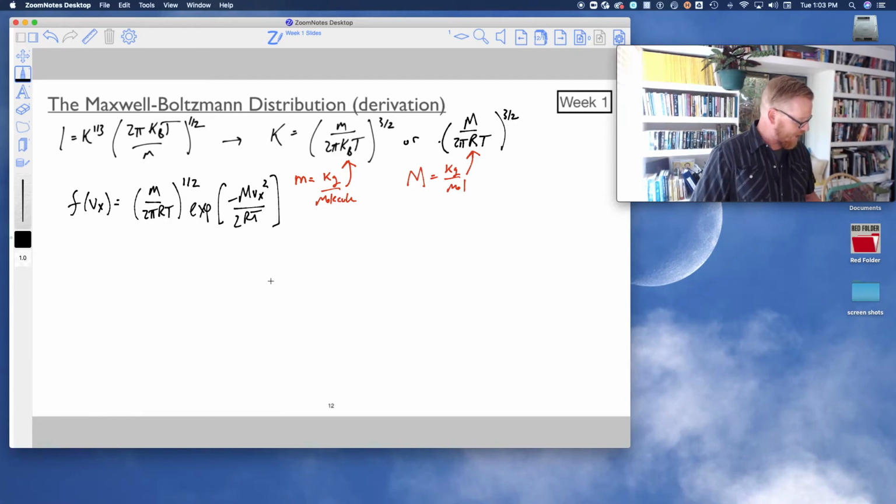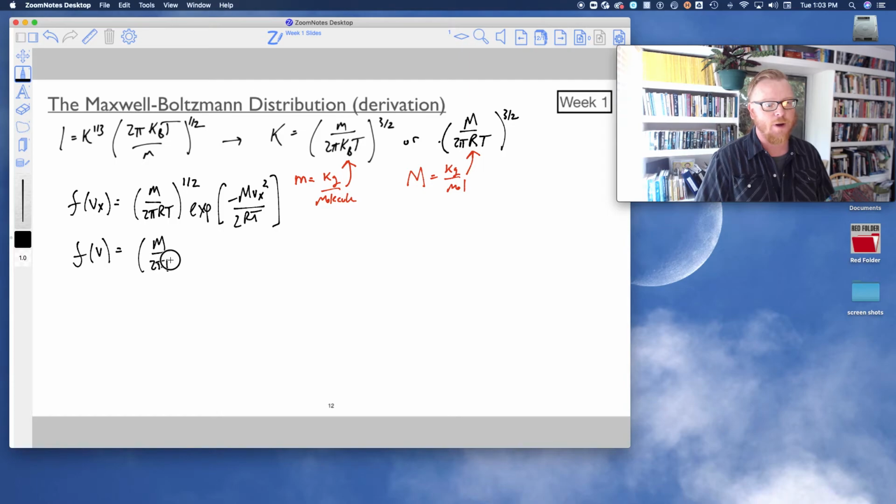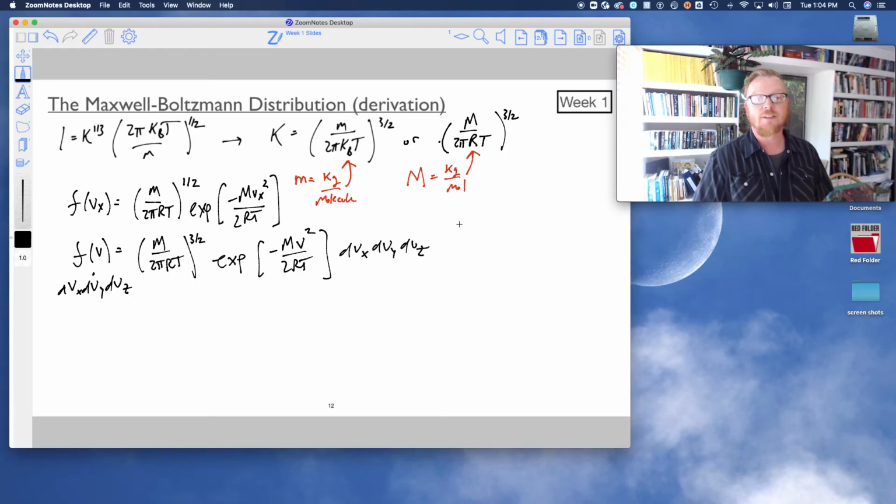And of course, we can combine this now for everything. And so when I do that, I'm going to write this as f of V now. And I recognize that this constant is going to get cubed because it's got 1/3 contributions to each dimension. So now that's going to be capital M divided by 2 pi RT to the 3/2 power, all times the exponential of negative capital M V squared, for Vx, Vy, Vz, over 2RT. And of course, if I multiply this by my volume element, dVx, dVy, dVz, then I do the same on this side, dVx, dVy, dVz.